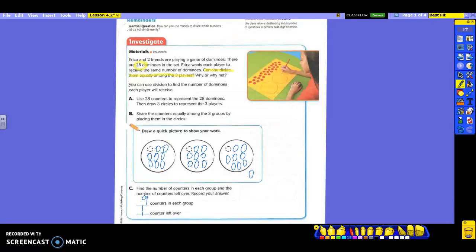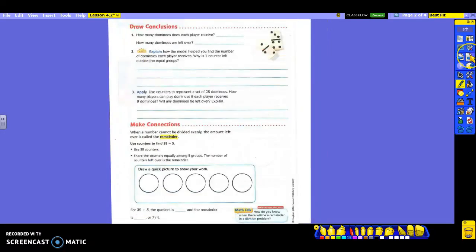So this is what your picture should look like. You took your 28 counters, you divided them with 3 circles or 3 groups, and you found that you had 9 in each group with 1 left over, which is what we call the remainder. That's what we're concentrating on today. Go to the next page, please. We have a couple more questions to answer about what we just did.